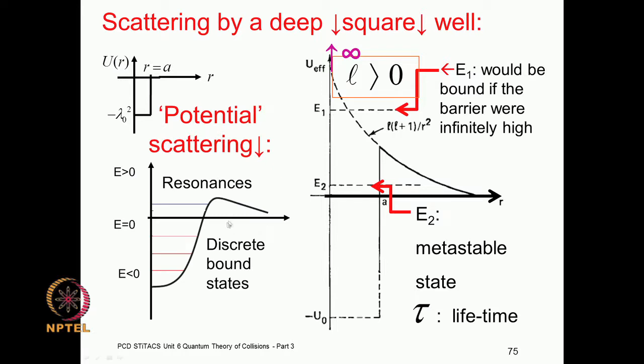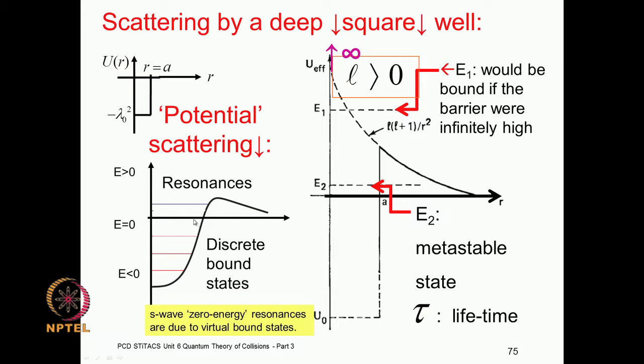Now, another potential may not have such sharp boundaries like a square well potential. You may have some sort of a, this is like a harmonic oscillator kind of potential, right? And then you will have some discrete bound states. And then if you have a state over here, which is above E equal to 0, but not so much that it is well above the highest value of the potential, this is another example of a shape resonance. Okay? So, this is for more realistic potentials which do not have sharp boundaries like a square well. So, this is an example of a shape resonance.